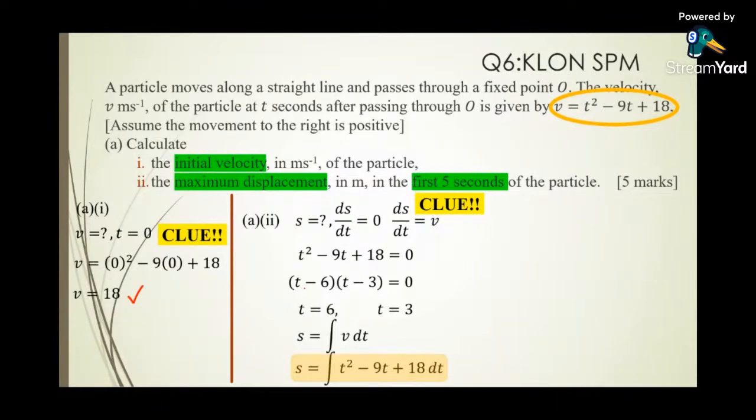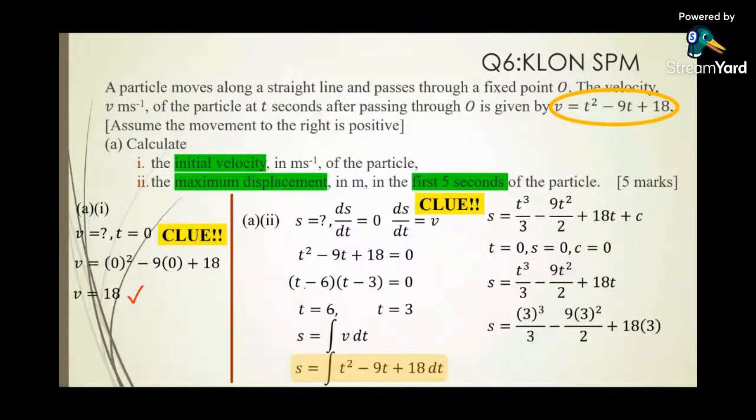Kita ulang seperti yang kita buat sebelum-sebelum ni. So C kita basically is 0. So the new function is that one. Lepas tu kita pun substitute. Bila kita substitute, kita pun substitute with 3. Okay. Ada yang pelik tak dengan jawapan dia?